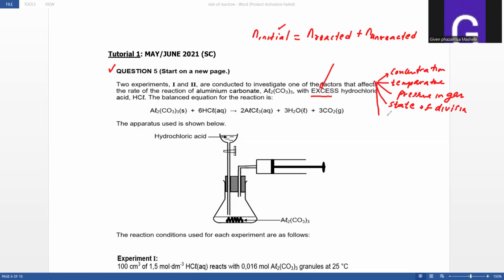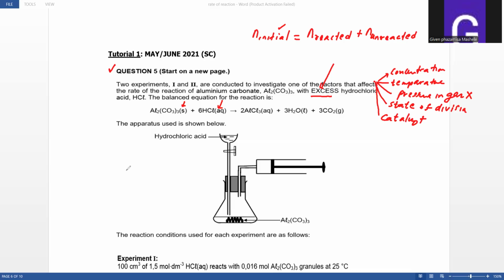Then lastly is the issue of a catalyst. But let us now look at the reactants. They are reacting aluminum carbonate, which is a solid, with hydrochloric acid, which is aqueous. So when you look at this, pressure will not be a factor that we want to investigate. Why? Because we are not dealing with gas. Since there is no gas involved, we're not going to talk about pressure here.